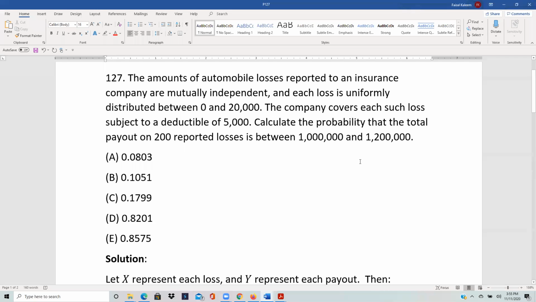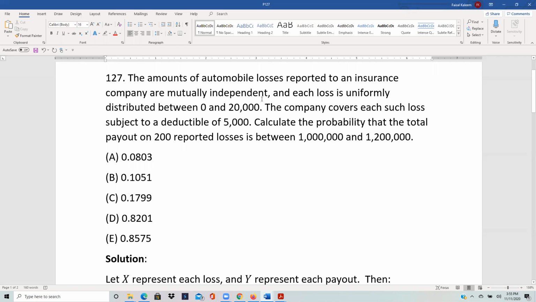The amounts of automobile losses reported to an insurance company are mutually independent, each loss uniform between 0 and 20,000. The company covers each loss subject to a deductible of 5,000. Calculate the probability that the total payout on 200 losses is between 1 and 1.2 million.